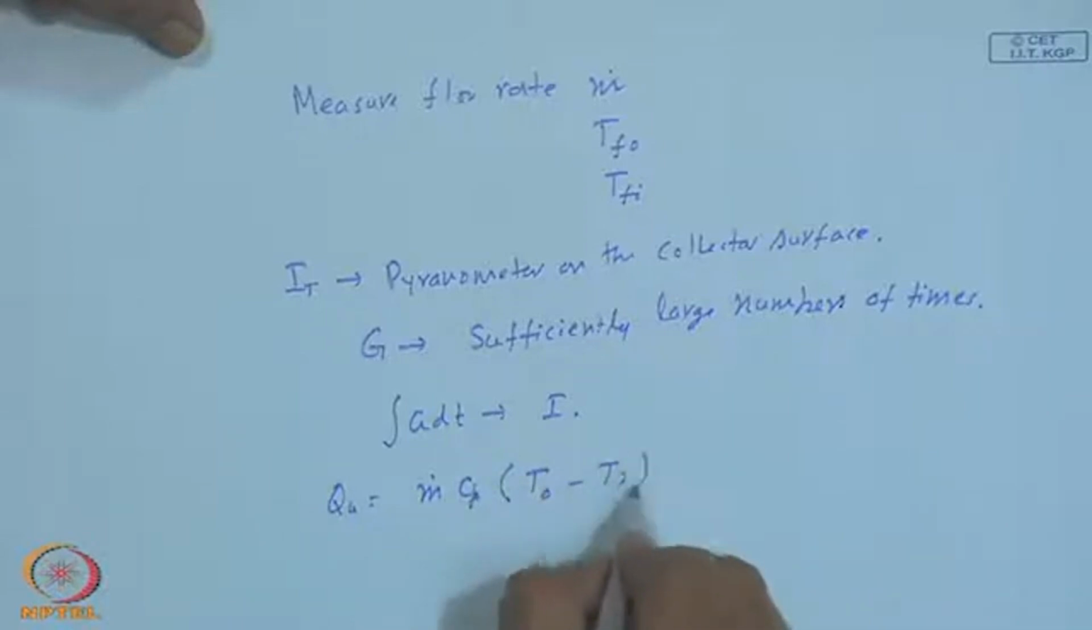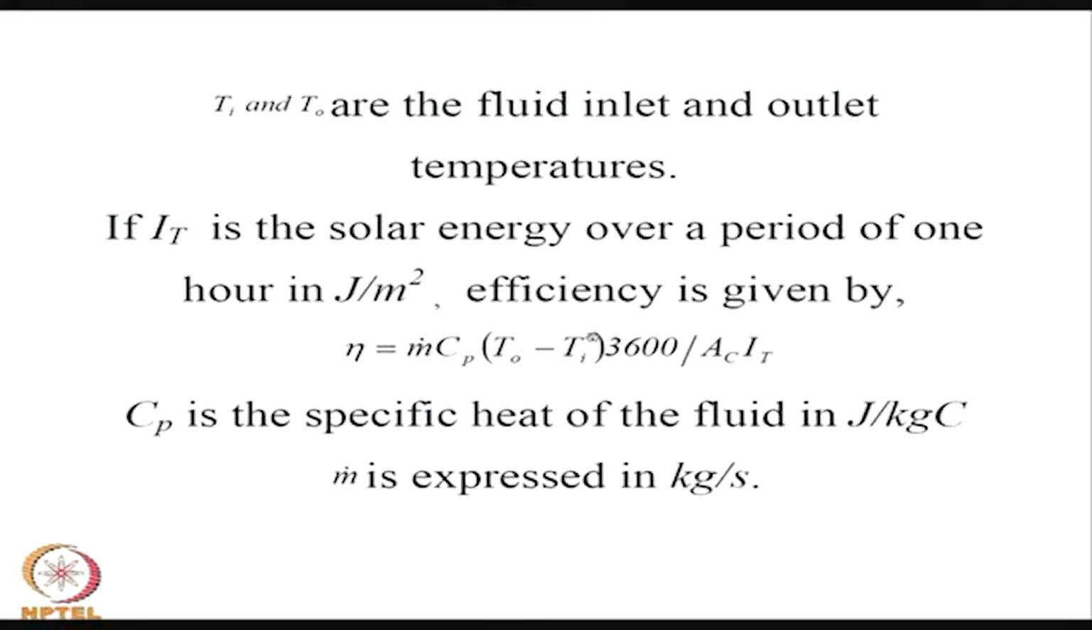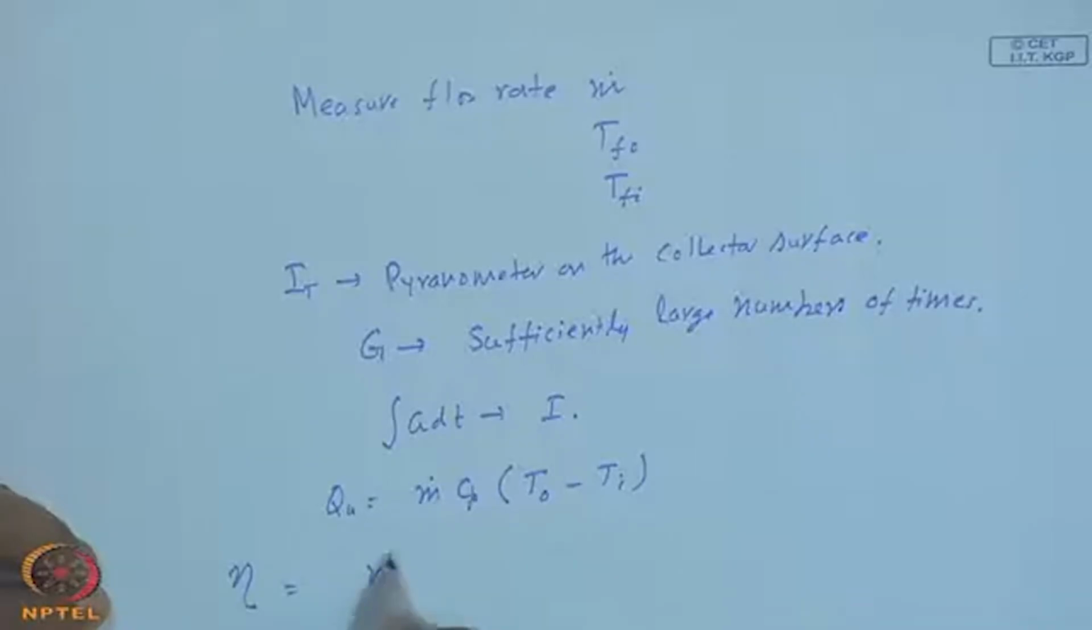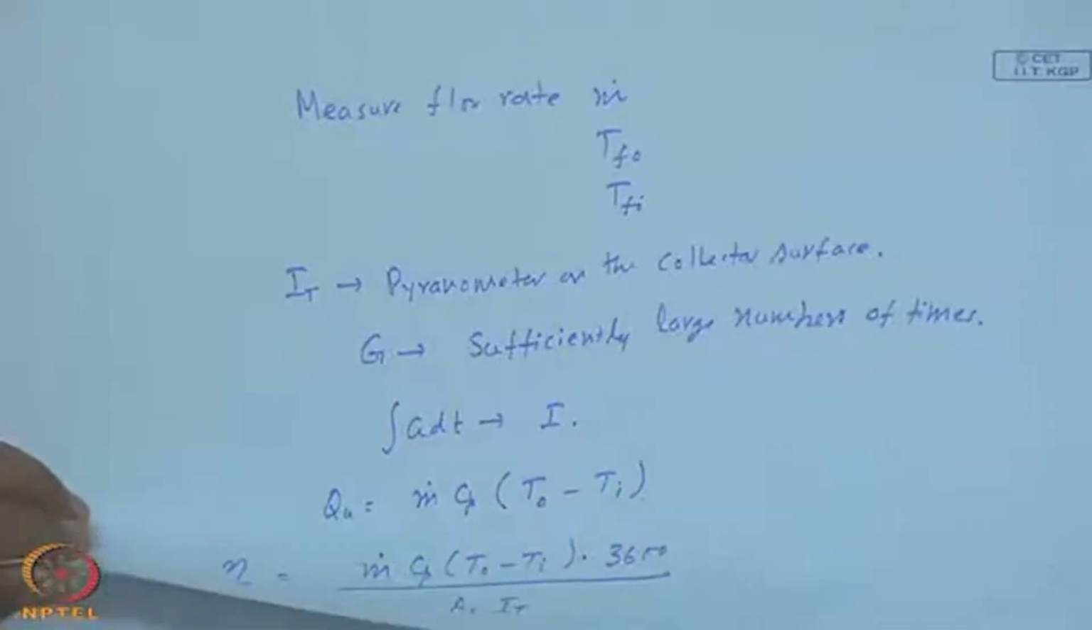Outlet temperature minus the inlet temperature. So, efficiency measured can be m dot C p (T o minus T i) times 3600 by A c into I t. Essentially, 3600 is I t by 3600 to make it watts.